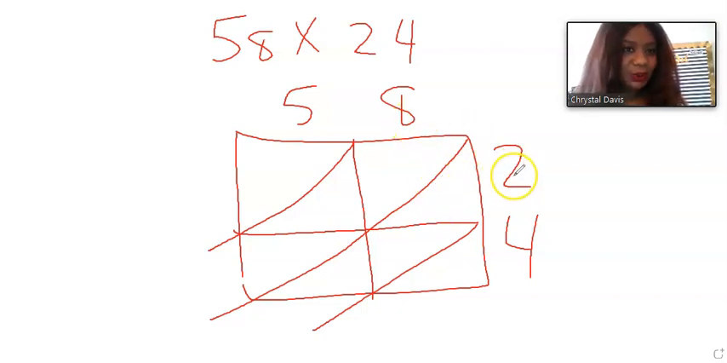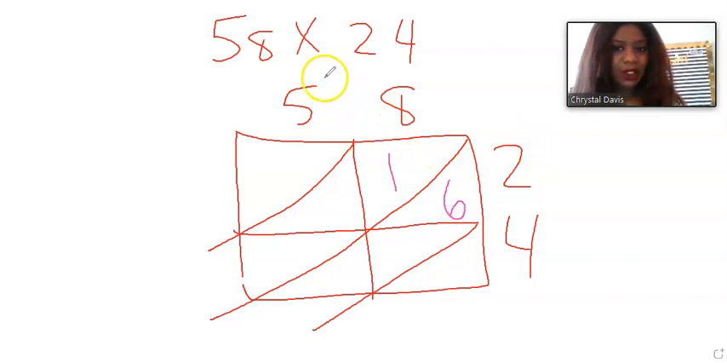8 times 2 is 16. I'm writing 1 and 6. Then I'm moving over. 5 times 2 is 10. I'm writing 1 right here in the tens place, 0 in the ones place.